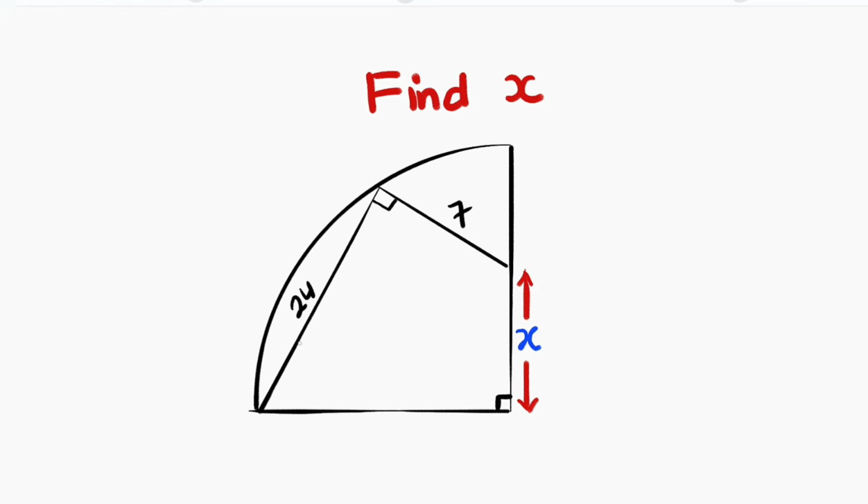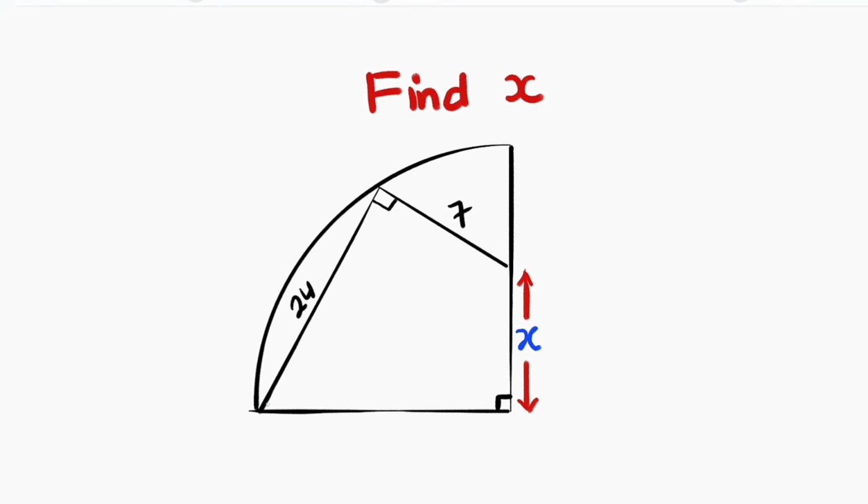We are given a quarter circle here. This is a quarter circle. We have a line segment here, another one here, which meets at a right angle. The length of this leg is 7, the other one is 24. But we are only asked to find the value of x, which is from this end to this end. How can we find this value of x?